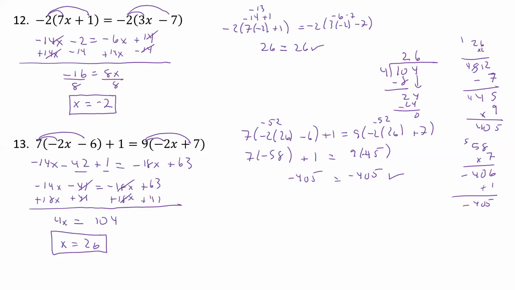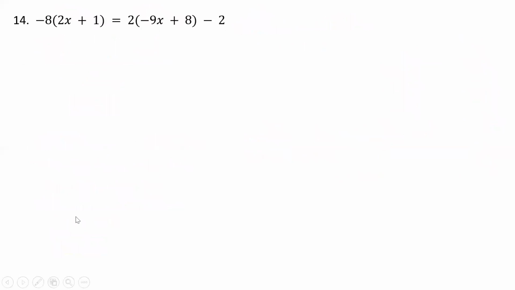All right. So now what do we do? Now we go to the next page. Now we have a -8 times what's inside parentheses here, and a 2 times what's in here. Well, -8 times 2 is -16x. -8 times that's -8. Here, that's going to be a -18x. That's going to be plus 16, and then -2.